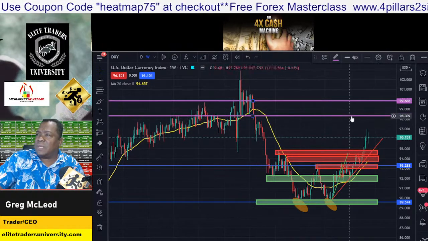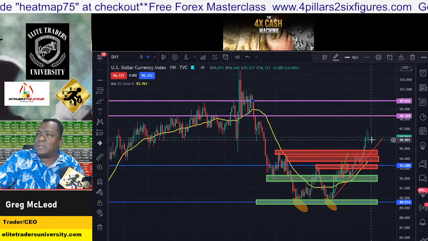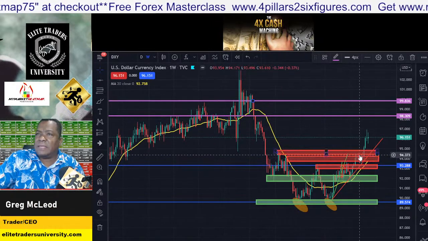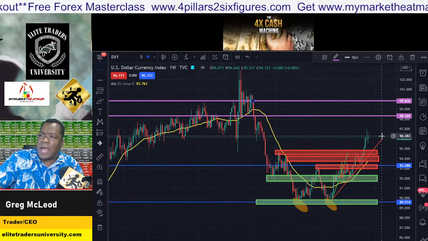But see, we have gaps here from 98, this big wide-ranging candle there. So we look to fill that. So basically the dollar is in an uptrend, making higher highs and higher lows.